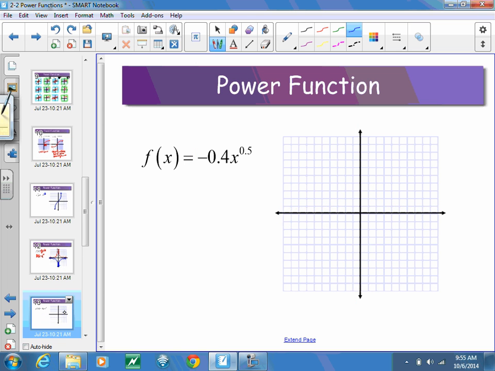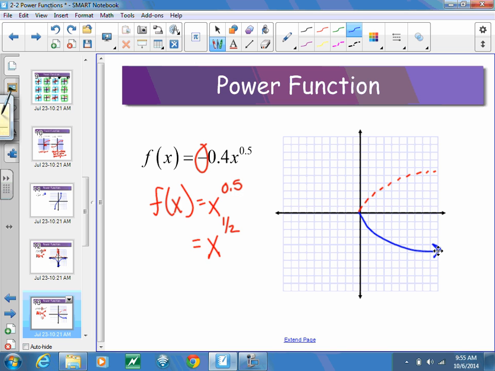Just to do one more here, if we take f of x equal to -0.4x to the power of 0.5, this negative out in front is going to tell me I'm going to do a reflection over my x-axis once again. So I'm just going to start with looking at what the function x to the power of 0.5 looks like, which is the same thing as x to the power of 1/2, which means we're working with our square root function. So here's my square root function, and since I'm reflecting it over my x-axis, I'm going to want my graph to look like this down here in the fourth quadrant. So that is that.